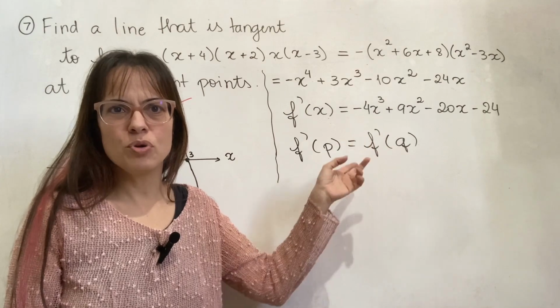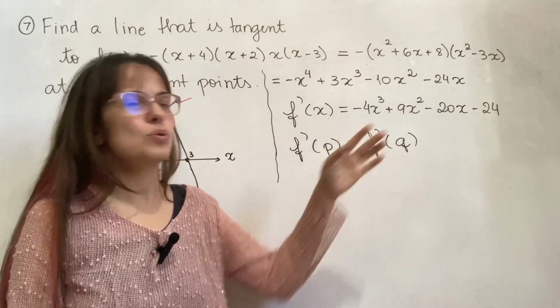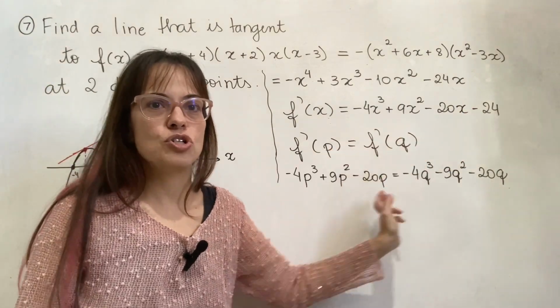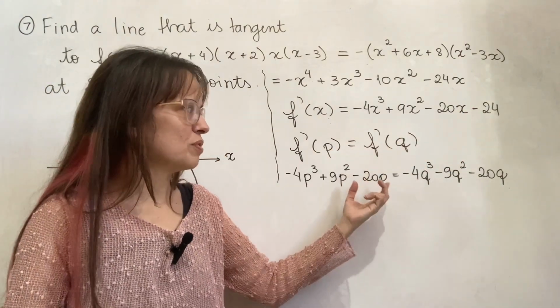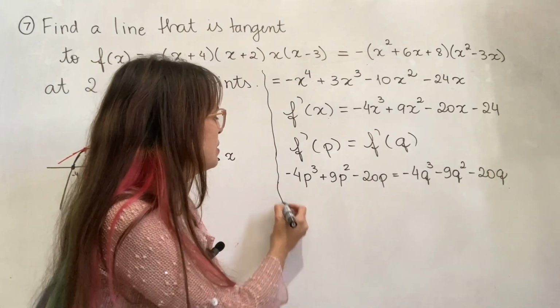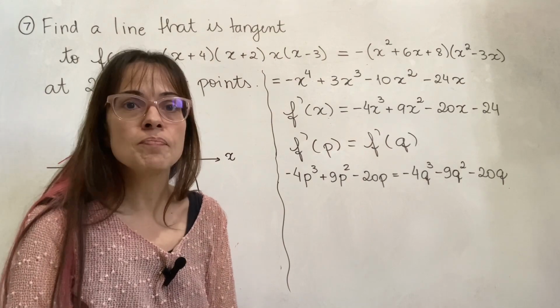I'm going to go one more step and just plug in P and Q here, but it's going to look ugly. The 24s are not showing up because they were 24 here and 24 there. They have canceled out. So that is a very ugly looking equation.